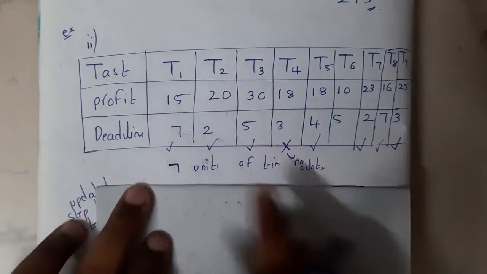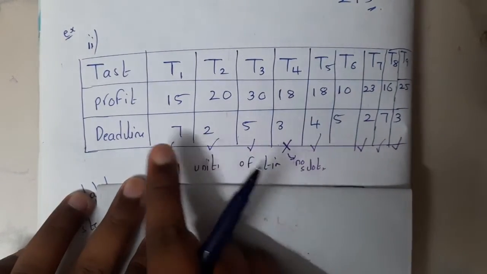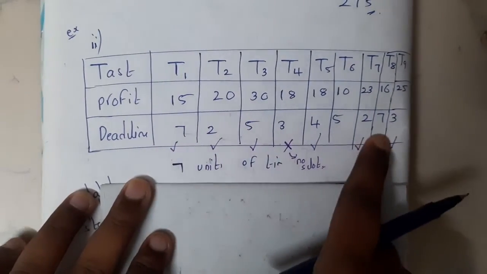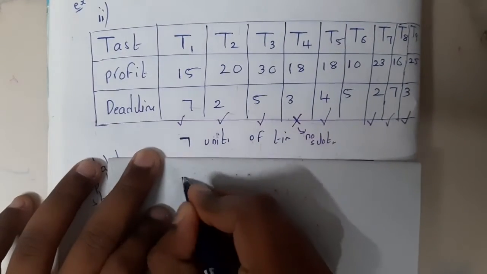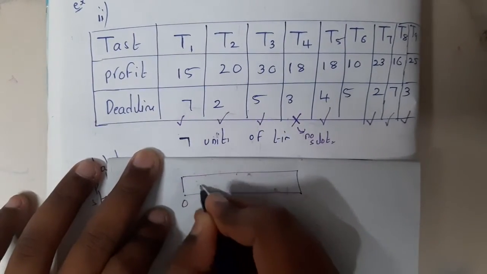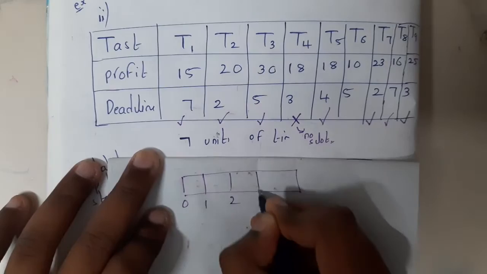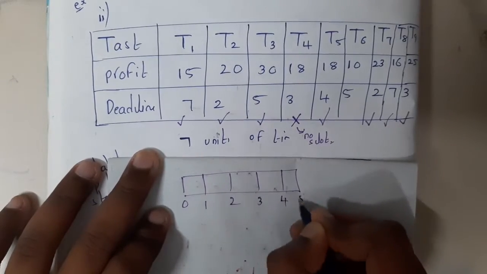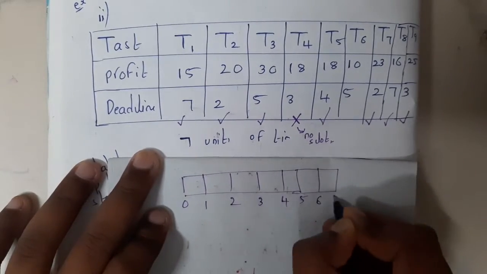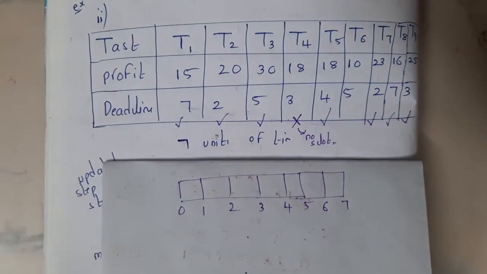So from the question, the first thing you should do is check the maximum deadline. The maximum deadline is 7. So in total we have 7 different slots, guys. I think this question might be really interesting, right? Slots 1, 2, 3, 4, 5, 6 and 7. So first let us start.